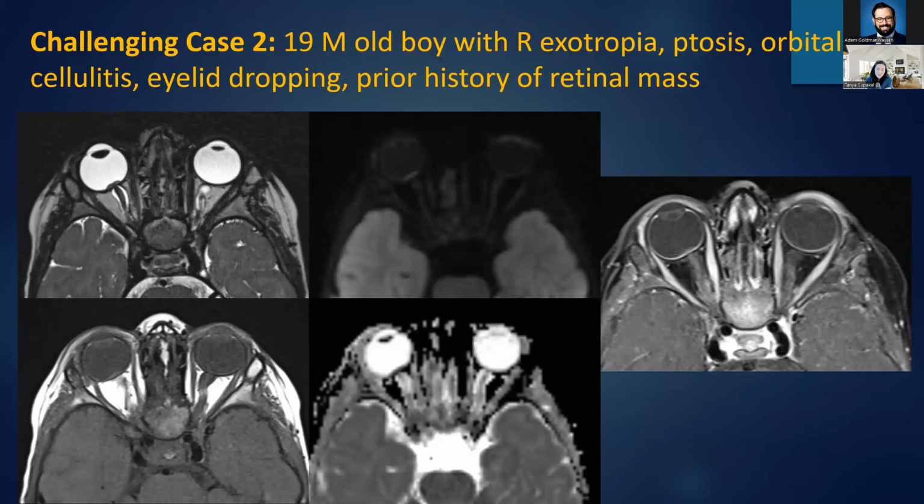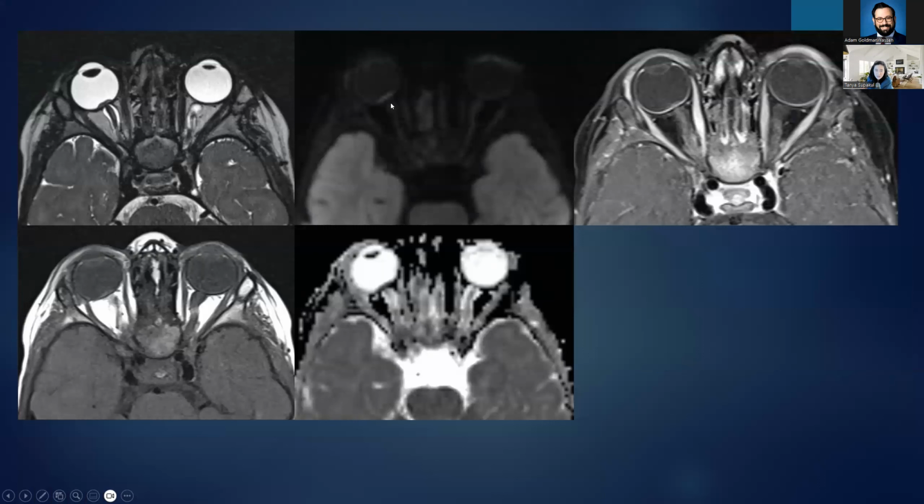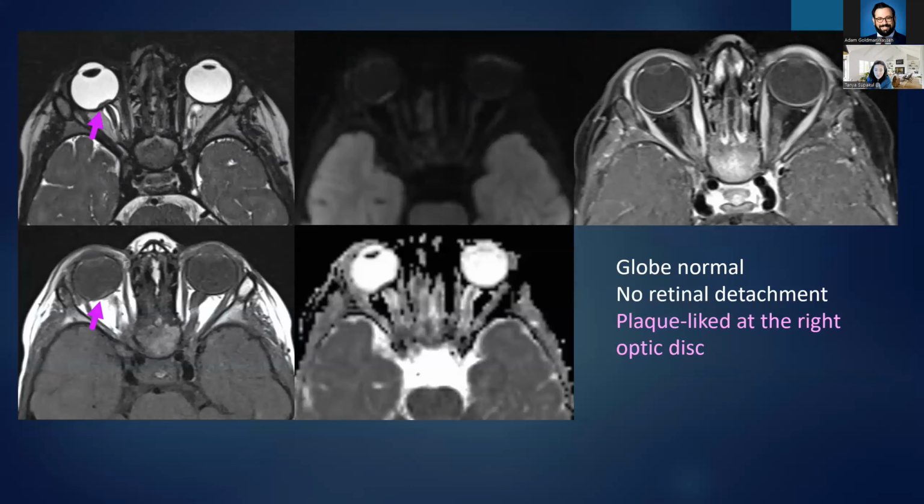So the first thing that you can see here on the right orbit is some plaque-like tissue at the optic disc. This is a T1 pre-contrast and also post-contrast. There is debatable, maybe subtle, contrast enhancement, but not that much. And on the DWI images, there is maybe a little bit of restricted diffusion. But in the physician note, they said this patient has had this lesion for a while and was just transferred here for follow-up for continuity of care.